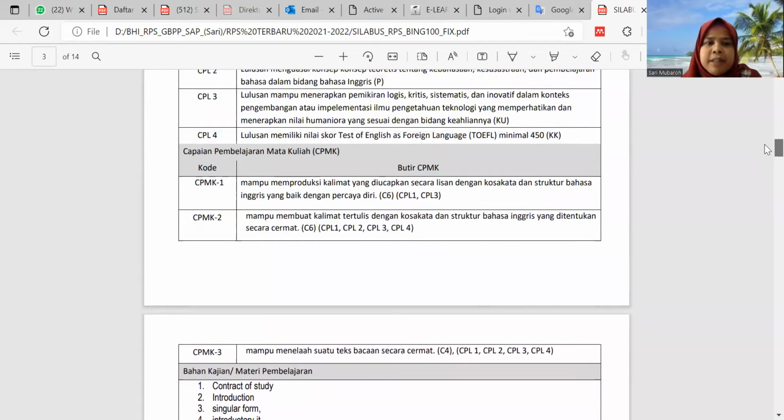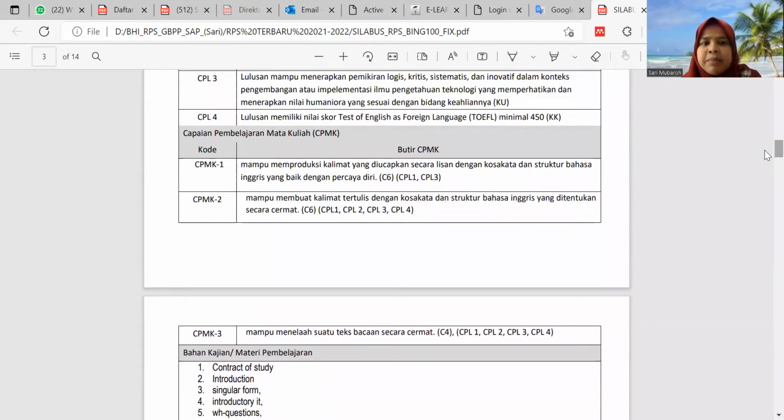And for CPMK, or capaian pembelajaran mata kuliah, we have 2 CPMK here. The first CPMK is mampu memproduksi kalimat yang diucapkan secara lisan dengan kosakata struktur bahasa Inggris yang baik dan percaya diri. And then the second CPMK mampu membuat kalimat tertulis dengan kosakata dan struktur bahasa Inggris yang ditentukan secara cermat.